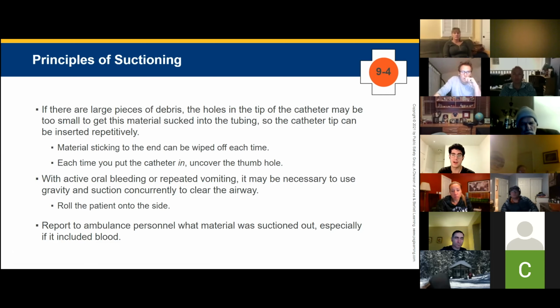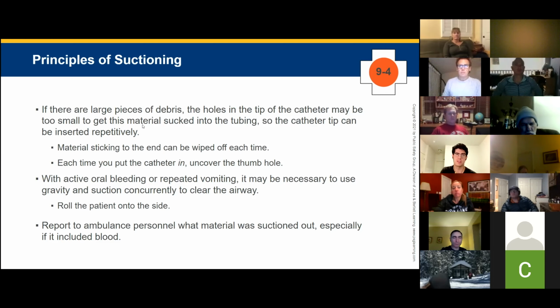If you say we suctioned out maybe a few hundred cc's of blood, then the ambulance personnel have an idea of what they're dealing with. They have some trauma to the airway. If you say you suctioned out several hundred cc's of vomit, they know that this patient is actively vomiting. That's important for them too. So knowing what you're pulling out of the airway can help people down the chain direct their care and make sure they don't miss out on something for the patient.